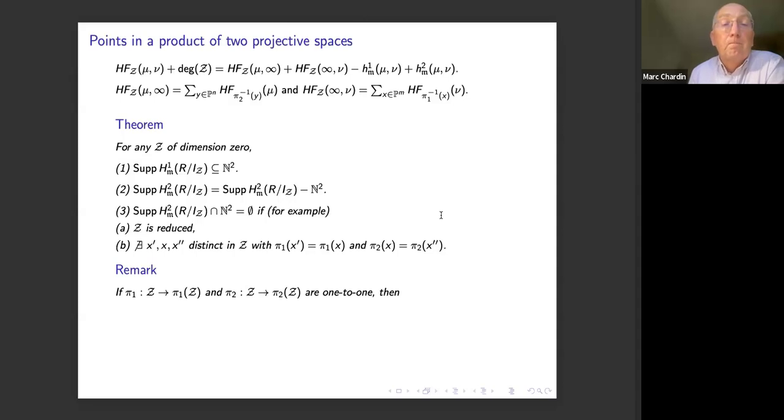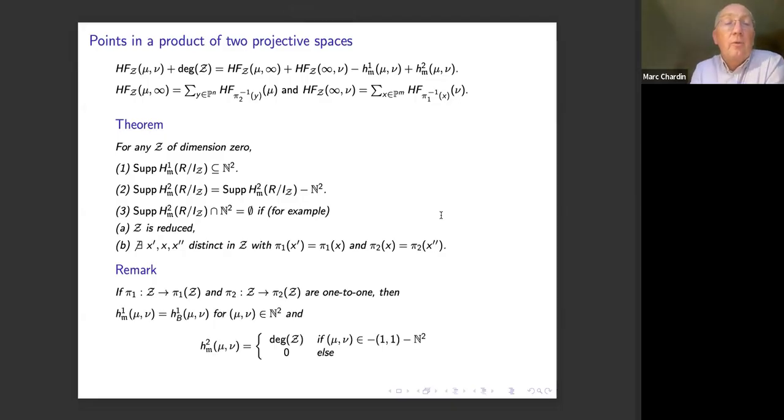Okay, so further, if both projections are one-to-one, then the cohomology with respect to M and B in non-negative degrees are the same, and the H2M is just the following thing. The dimension of H2M is just the degree if you're below -1, and it's 0 otherwise. So you have a very simple H2M in that case if you have different projections. So the thing to analyze in that case is just H1M, which is harder to understand.